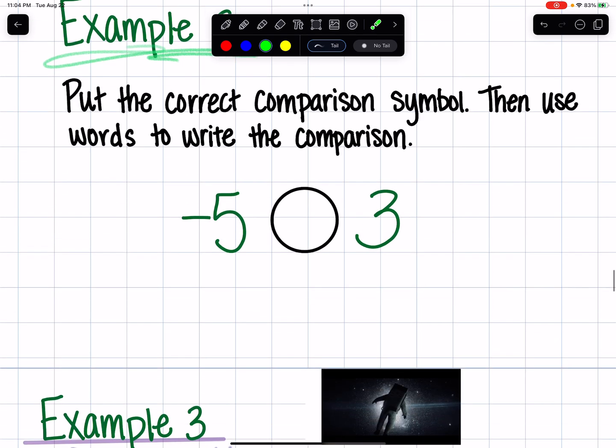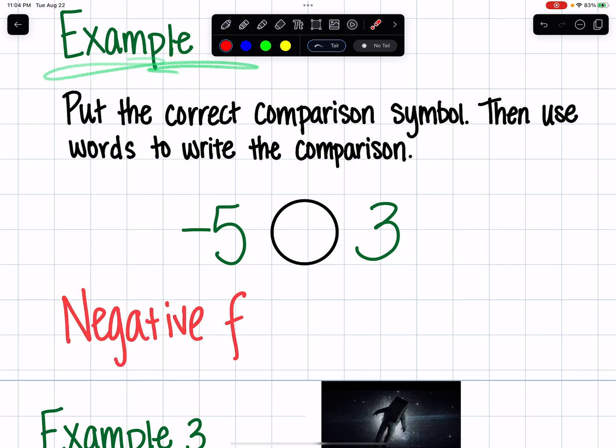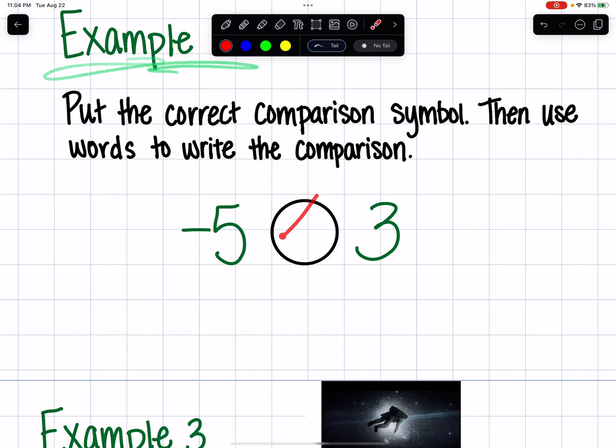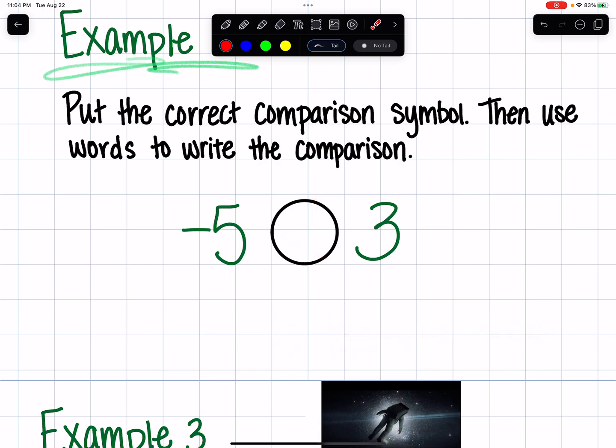So the way that we would write that in words, because they said to write it in words too, let me get a different color so you can see what I'm writing. I'm going to say -5 is, oh, I forgot the symbol. Oh, no, I did it right. It just disappeared. -5 is less than 3. Okay, they said to write it in words, so I wrote everything out.